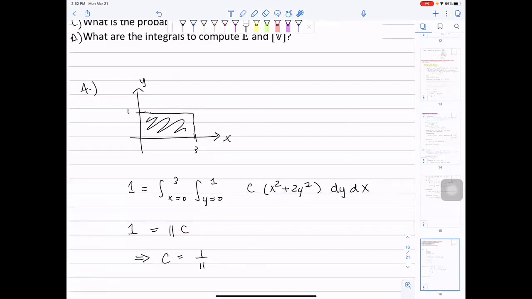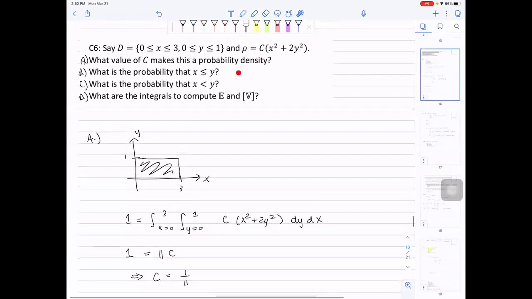The PDF has to equal 1, right? Yes, a probability density always integrates to 1. And this is a very common question where they ask you, what value of c makes it a probability density? You take the integral of your density, set it equal to 1. Any questions on part A?